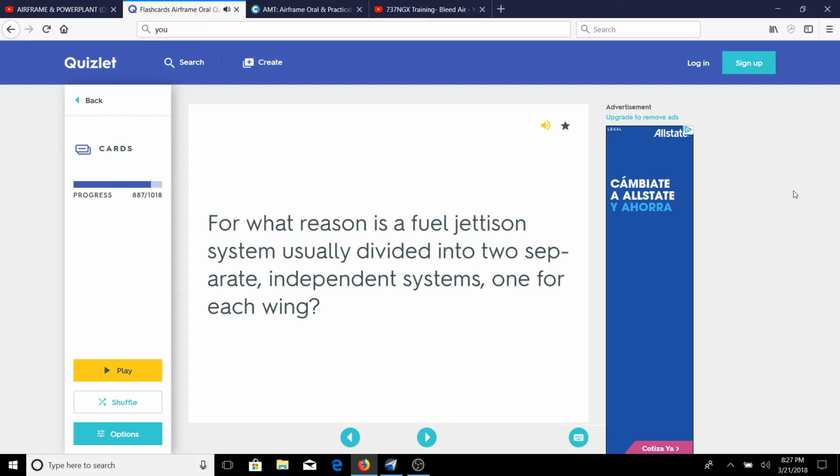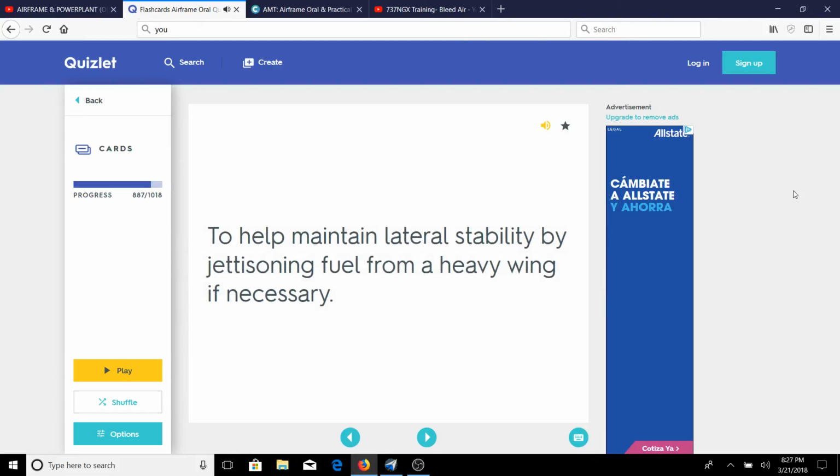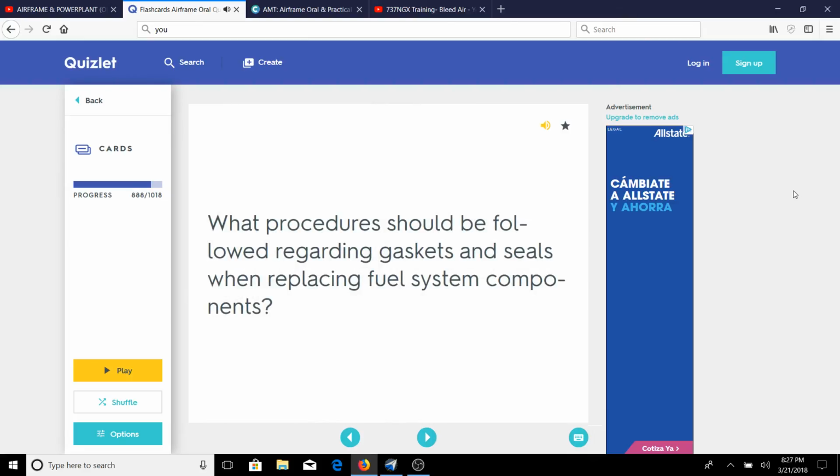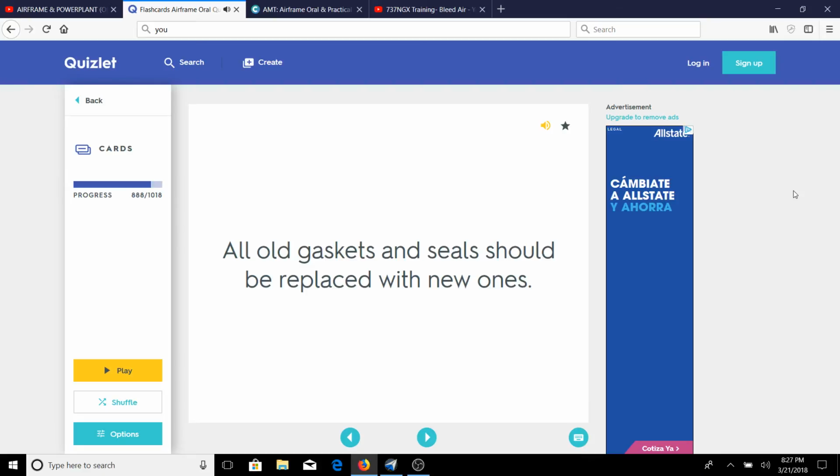For what reason is a fuel jettison system usually divided into 2 separate independent systems, one for each wing? To help maintain lateral stability by jettisoning fuel from a heavy wing if necessary. What procedures should be followed regarding gaskets and seals when replacing fuel system components? All old gaskets and seals should be replaced with new ones.